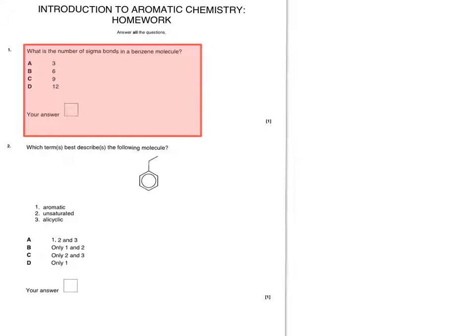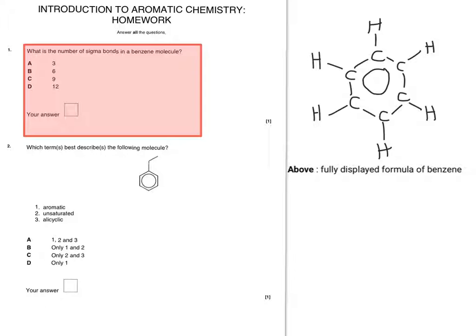So let's look at the first question. It asks us to think about a benzene molecule. To do this question, you need to think about what a sigma bond actually is. A sigma bond is the same as any normal single covalent bond. If you draw the fully displayed formula of benzene, you need to draw it like what's on the screen there. You've got your sigma bond between carbon atoms, but also the circle in the middle representing the pi system.